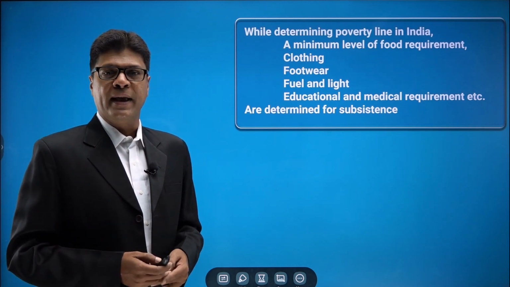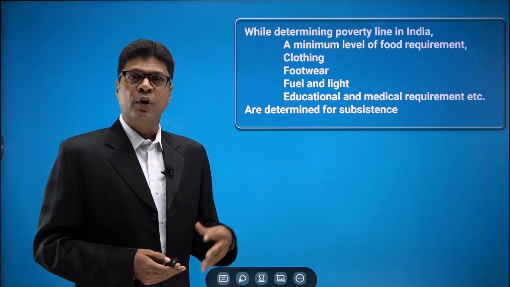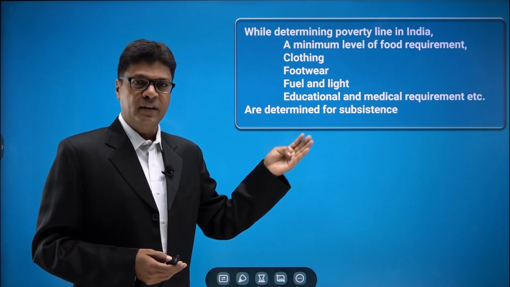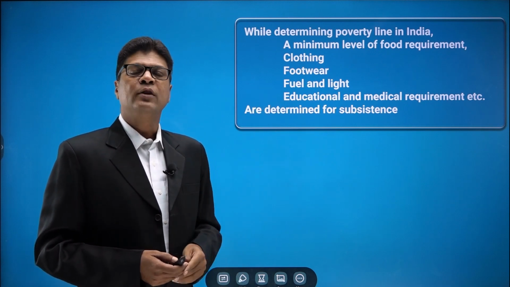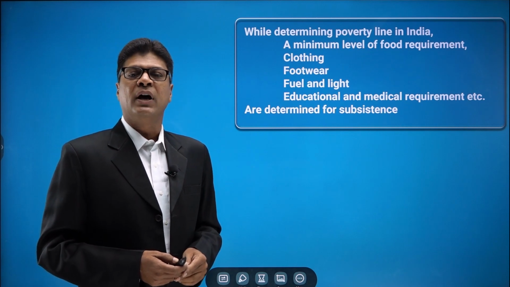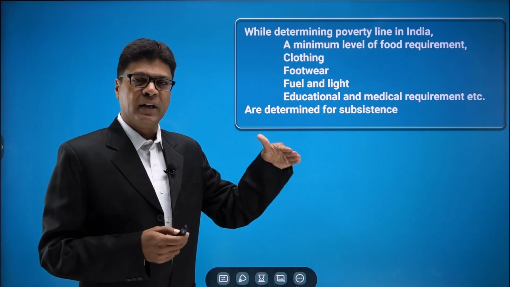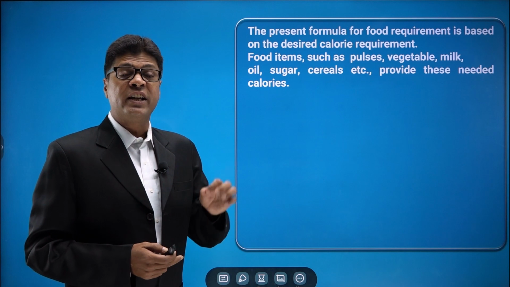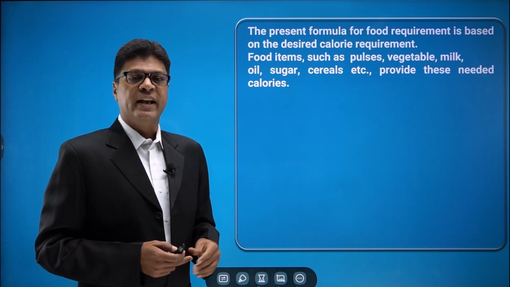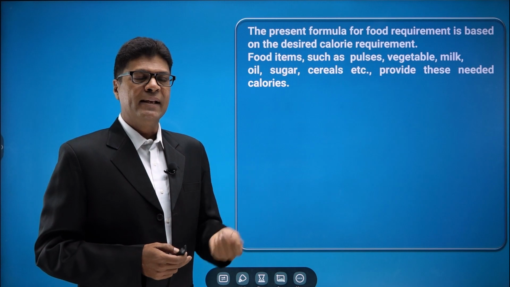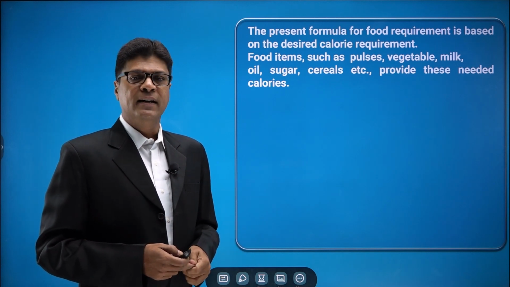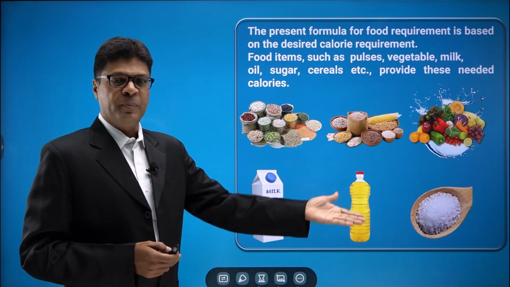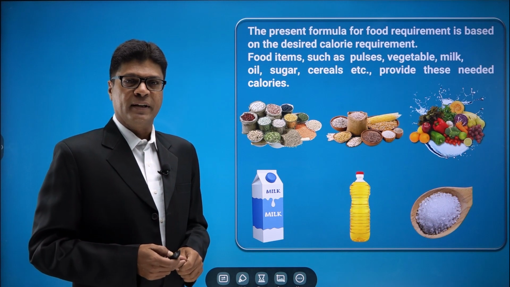While determining the poverty line, I'm talking about India, a minimum level of food requirement. How much food a person requires depends on the calories; clothing, footwear, fuel and light, education and medical requirements are determined for subsistence. It determines the poverty line ratio in India. The present formula of food requirement is based on the desired calorie requirement. Food items such as pulses, vegetables, milk, oil, sugar, cereals, all these provide us the calories. These are some basic examples.